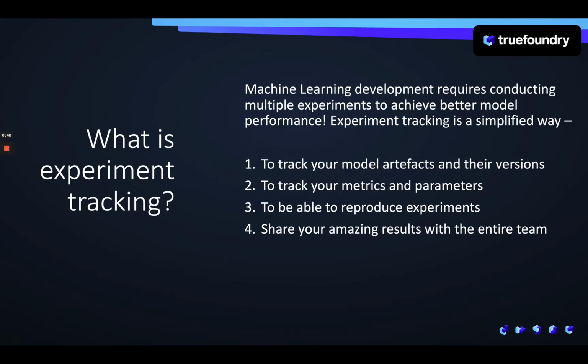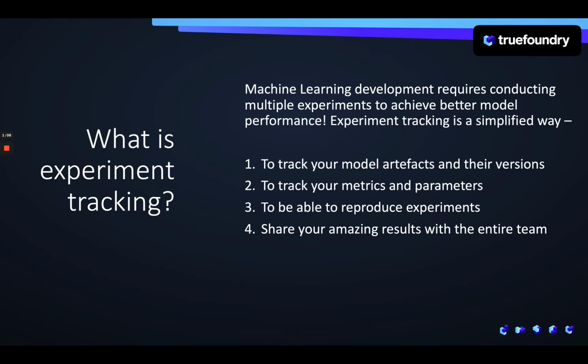So when we talk about experiment tracking, the idea is that during all the experiments that you are running during your model training time, you want to be able to track all your model artifacts, model files, model versions, metrics of your model, the parameters with which you have trained your model, so that every part of your experiment is actually reproducible, all of them in one place.